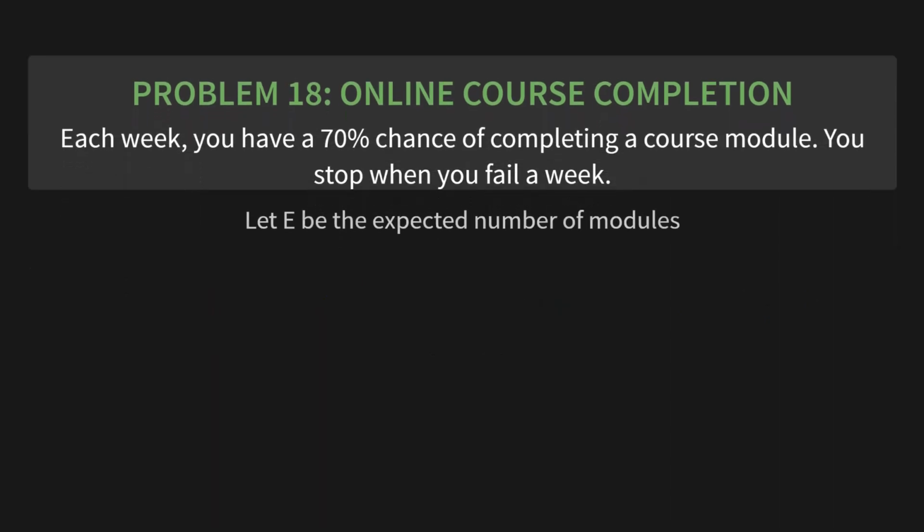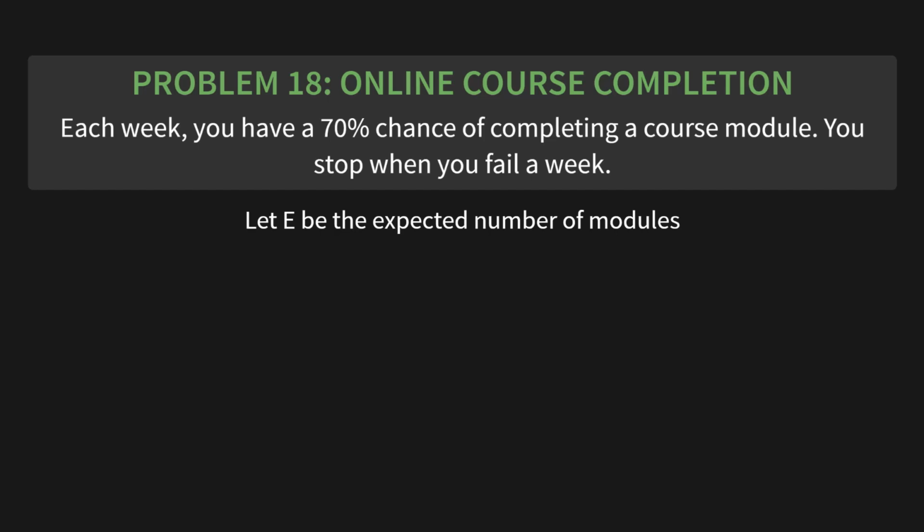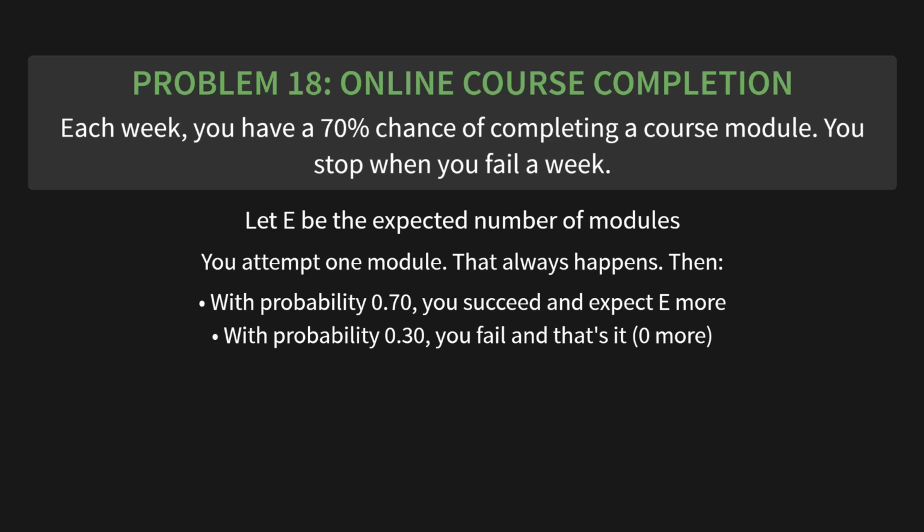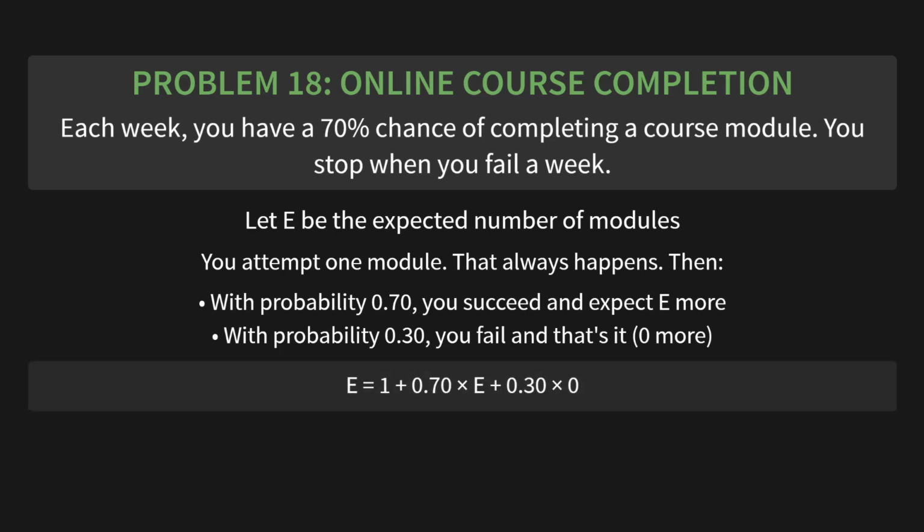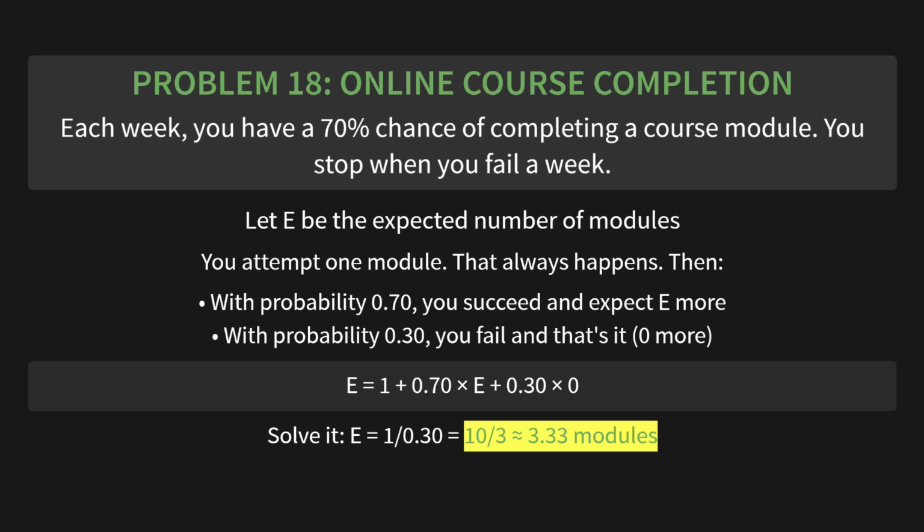This is where recursion becomes magical. Let's call the expected number of modules E. Here's the key insight. You always attempt at least 1 module. Then what? With 70% probability, you succeed, and you're back where you started, expecting E more modules. With 30% probability, you fail and you're done. 0 more modules. So our equation becomes E equals 1, the module you're attempting, plus 0.7 times E if you succeed, plus 0.3 times 0 if you fail. Simplifying, E equals 1 plus 0.7 E. Solving for E, we get E equals 3.33 modules. On average, you'll complete about 3 1/3 modules before dropping out.